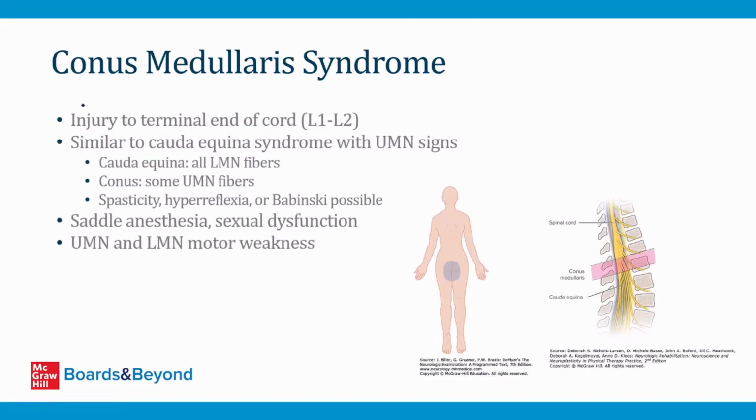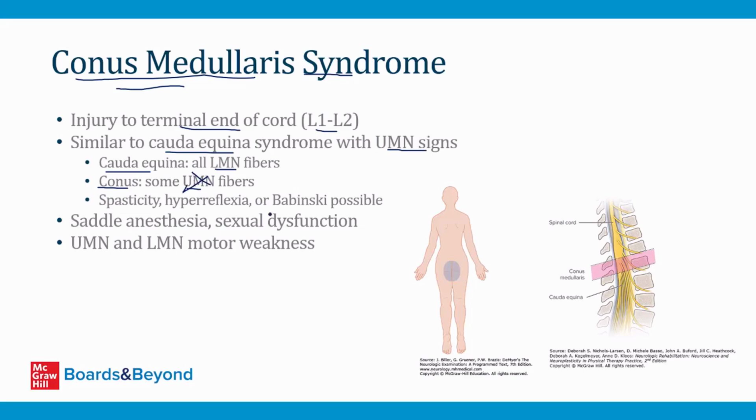And then sort of related to the cauda equina syndrome is the conus medullaris syndrome. This refers to injury of the conus medullaris, which, as we just talked about, is the terminal end of the spinal cord, usually occurs around the L1 to L2 level. This is going to present with similar features to the cauda equina syndrome, except you can have some upper motor neuron signs. So as we've already discussed, in the cauda equina, those are all lower motor neuron fibers, but in the conus medullaris, there are some upper motor neuron fibers, and they can be damaged in a conus medullaris syndrome.